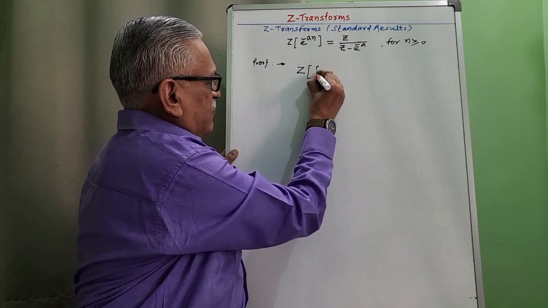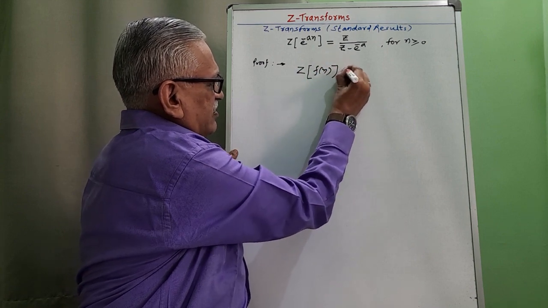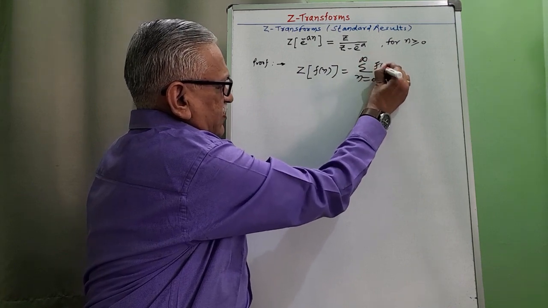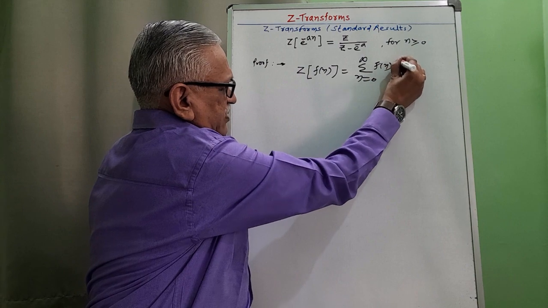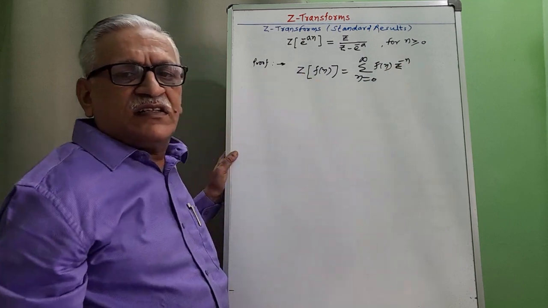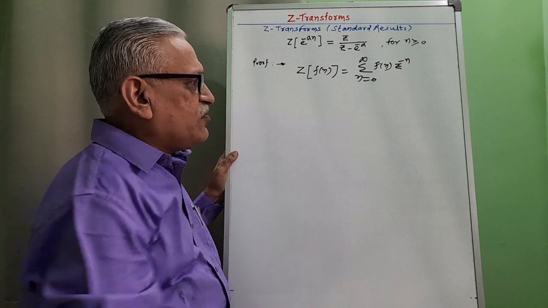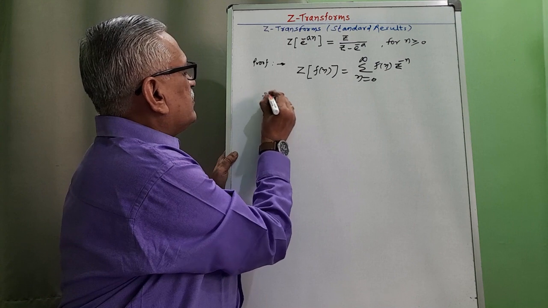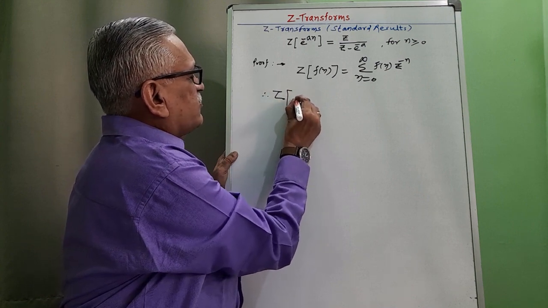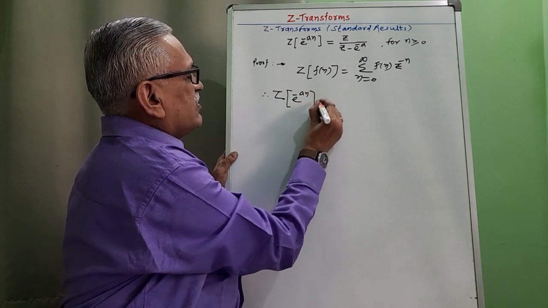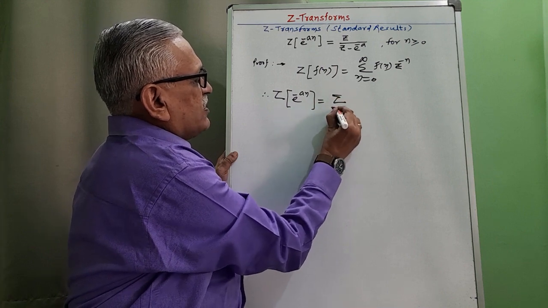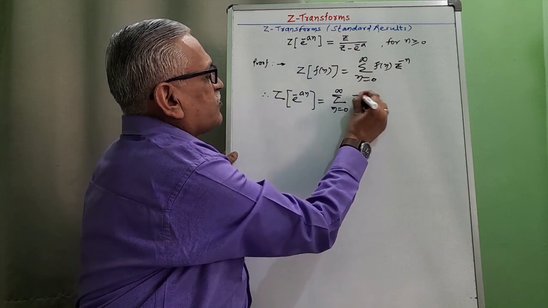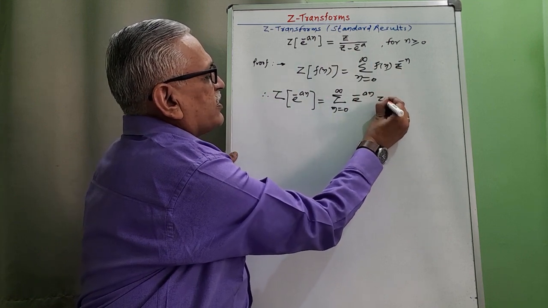Z of f of n is the summation from n equal to 0 to infinity of f of n into z raised to minus n. Capital Z stands for the operator of Z transform and small z stands for a complex number. Therefore, Z transform of e raised to minus an is equal to summation from n equal to 0 to infinity, substituting the value of f of n, e raised to minus an into z raised to minus n.